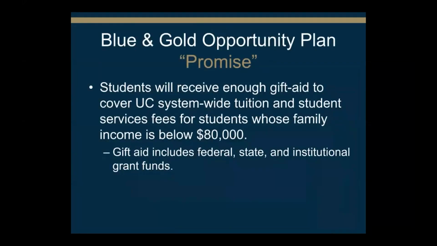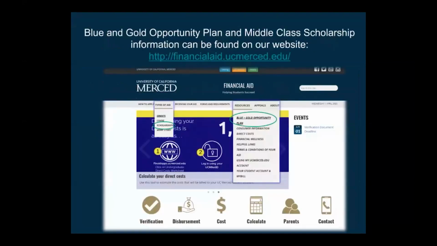The Blue and Gold Opportunity Plan. The Blue and Gold Opportunity Plan is a promise that the UC gives to students stating if the family income is below $80,000, the student will not pay for tuition and student services fees out of their own pocket, which includes the Cal Grant, Pell Grant, and Bobcat Grant. So what this means is if your gift aid added up is more than or equal to the cost of tuition and student services fees, then you are under the Blue and Gold Opportunity Plan. For more information on the Blue and Gold Plan and the Middle Class Scholarship, you could visit our website here. It would be under Types of Aid and Resources.